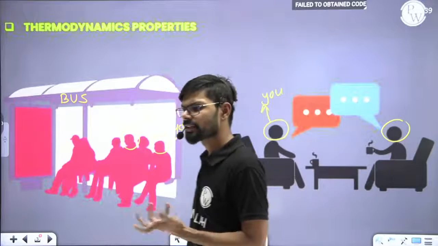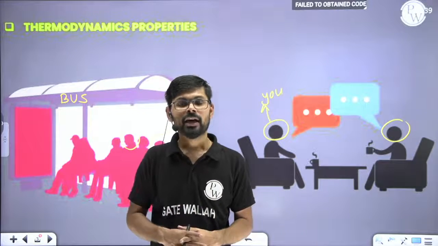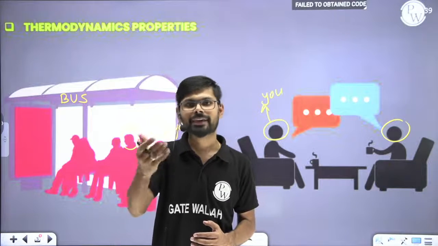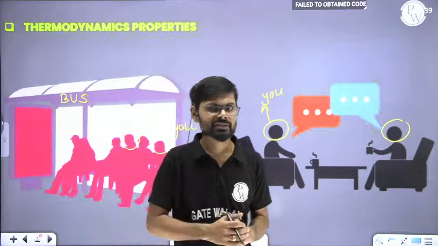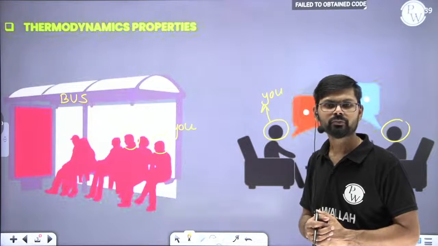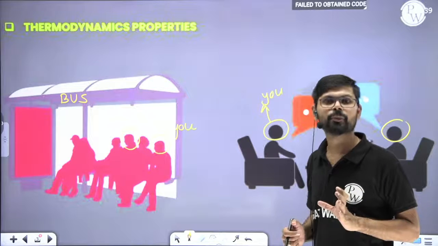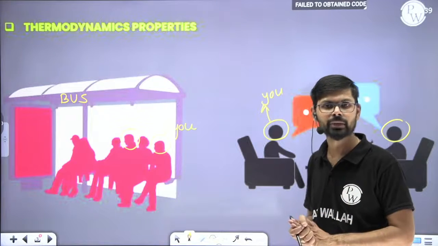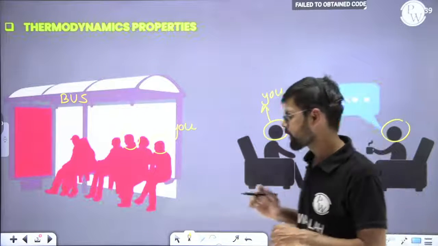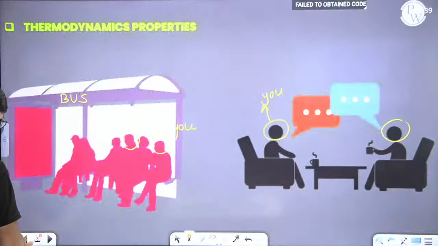So property means, in the case of thermodynamics, if one thermodynamic system is there and you want to identify the condition of that system, then you need to tell some characteristics, and those characteristics are known as the properties. So properties are the characteristics by which the system can be identified. Clear? Any problem? No problem at all.